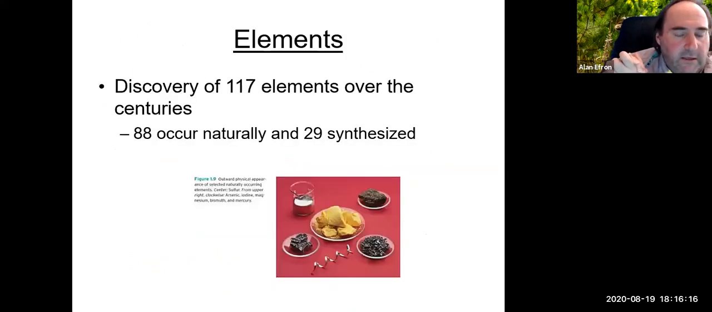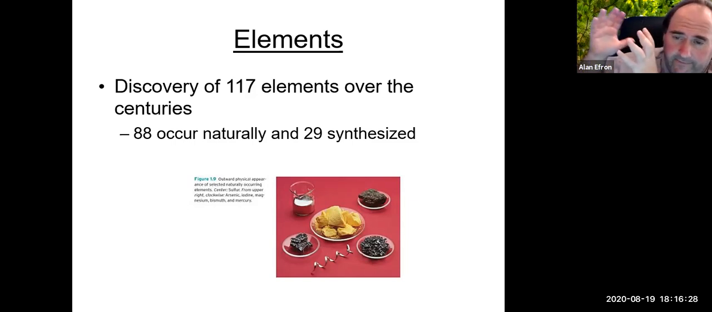So talking a little bit about elements, there's 117 elements that over the centuries have been found. 88 of them occur naturally, 29 are sort of synthesized. If you look on the periodic table, there's usually a big group of elements, and then there's two little rows on the bottom on most periodic tables. Most of those man-made elements are found on those two rows on the bottom of the periodic table, the very bottom row of the main spot is where we find them as well.